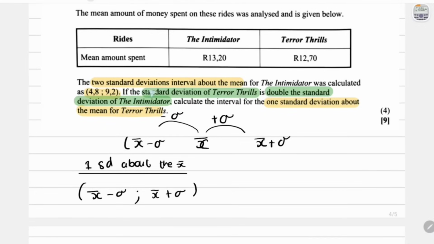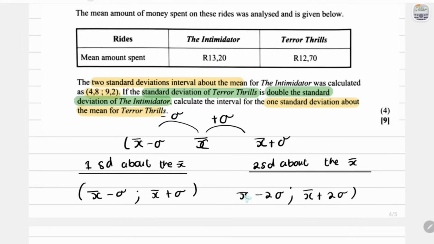So to understand the two standard deviations interval about the mean, that would just be to make sure that you put two standard deviations instead of one. So that would be mean minus two standard deviations and mean plus two standard deviations. So that's what they mean there.